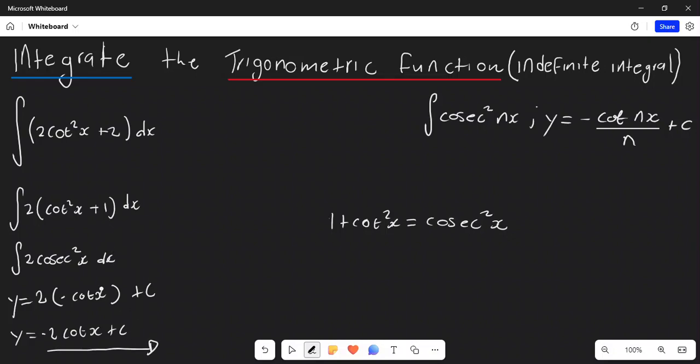As you can see, this was not that challenging, guys. It's just that you needed to know the square identity, especially this one here. If you didn't know this square identity, probably it was going to give you some sort of a challenge, really.